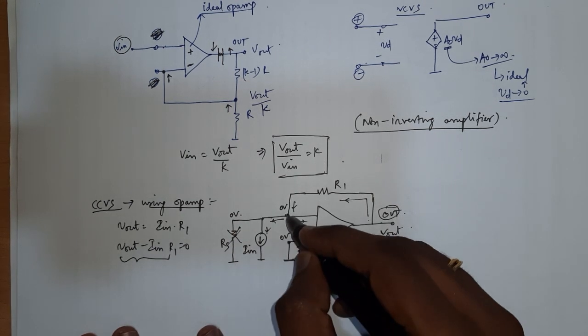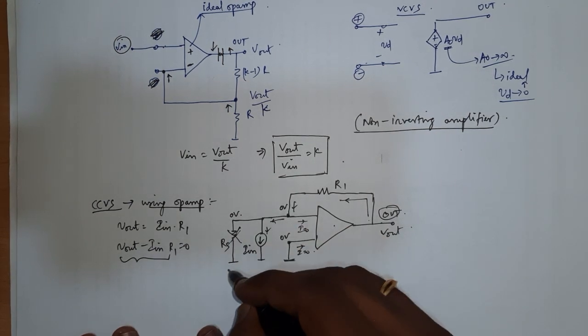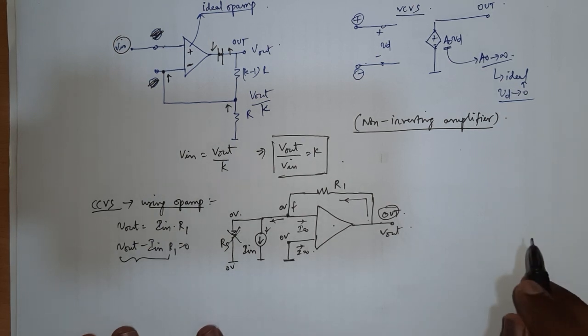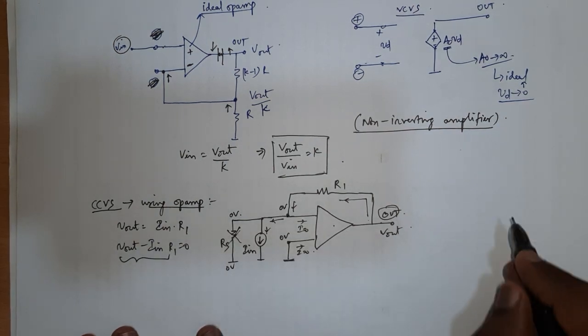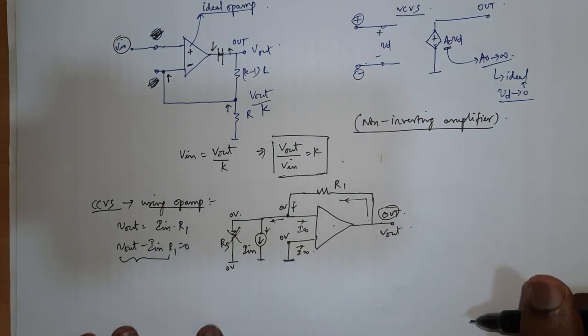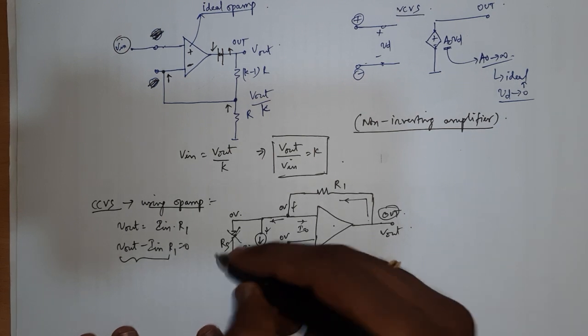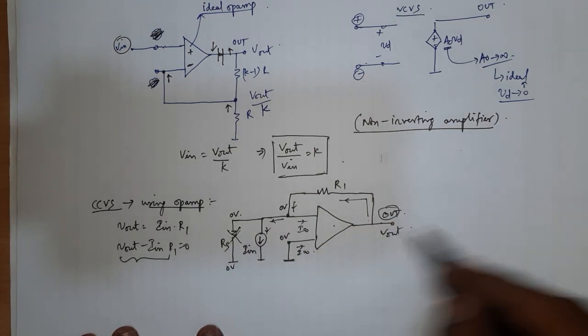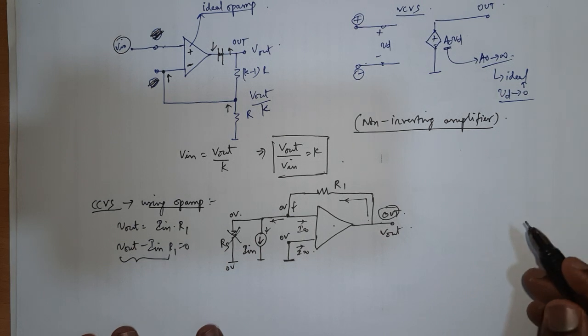If this is 0 volt, this is 0, and 0 is here, and 0 volts is here, so no current flows through RS, because it's shorted kind of. It's like this RS is not there at all, that's the idea. If there is no potential difference, there won't be any current flow.